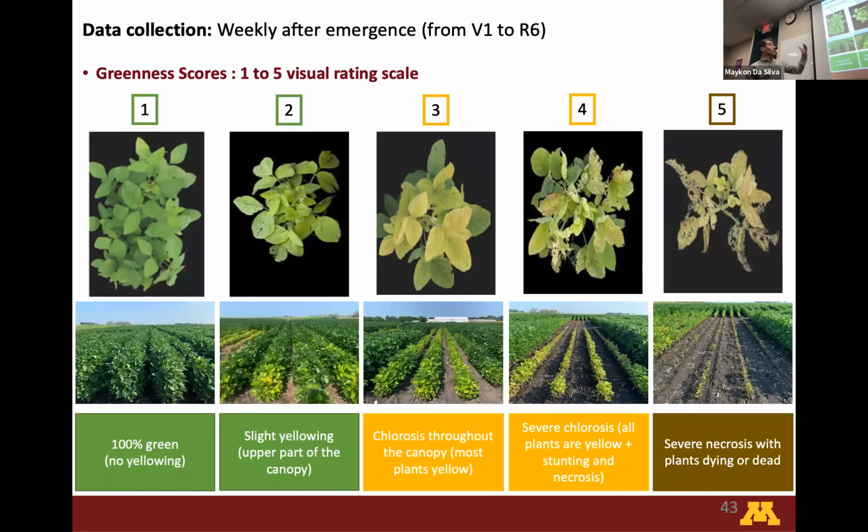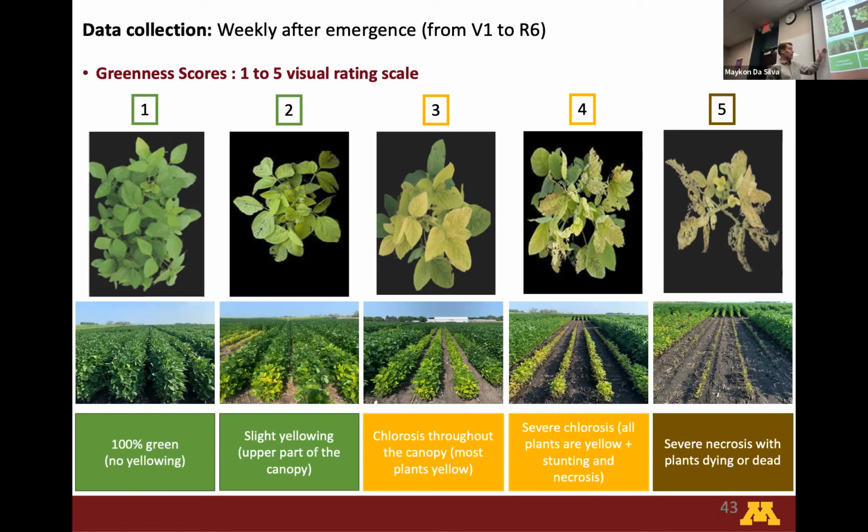After emergence, each plot will be evaluated weekly for IDC symptoms through a 1 to 5 visual rating scale, popularly called green scores, as well as ground-based NDVI and NDRE, and high-resolution drone imagery. These evaluations will occur from V1 to R6. The 1 to 5 visual rating scale has been traditionally used to evaluate IDC symptoms in soybeans.